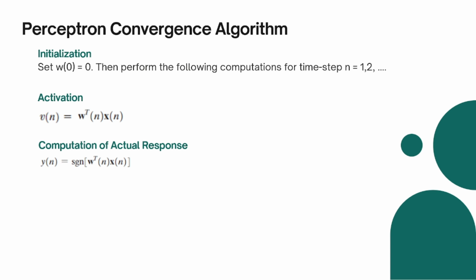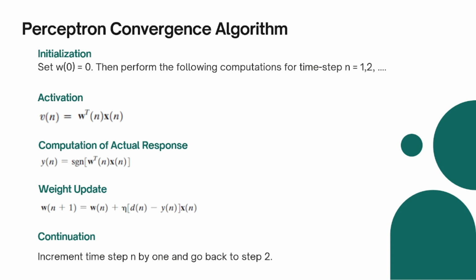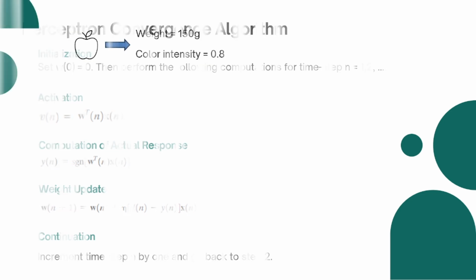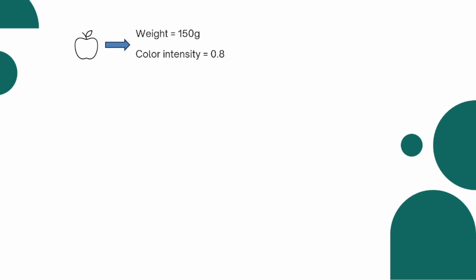3. Computation of actual response. The perceptron applies the sign function to this weighted sum. 4. Weight update. If the perceptron's output doesn't match the desired output, the weights are updated using this rule. 5. Continuation. This process repeats for all training examples until the perceptron correctly classifies the data or a stopping criterion is met. Let's bring this to life with a simple example.